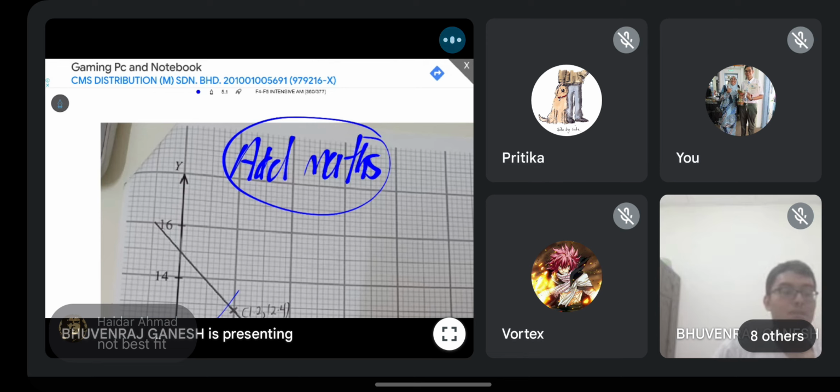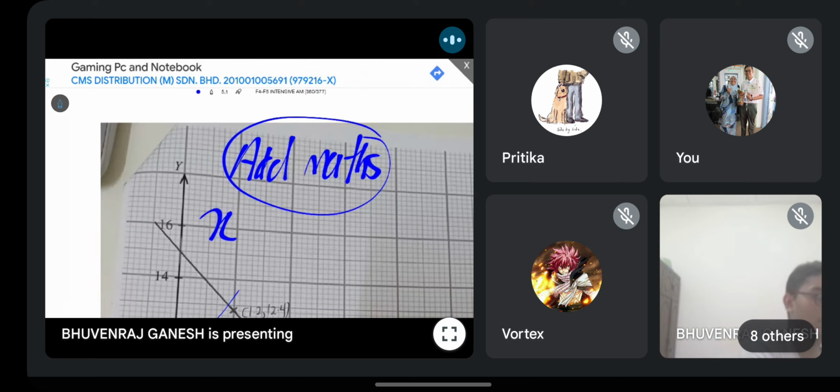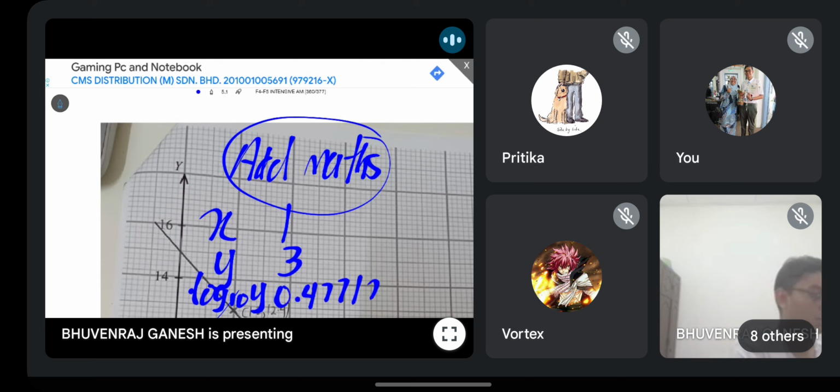Yes, not best fit. Good. Because sometimes the value you get in the table, you already rounded off. Kamu dah bundarkan nilai. Do you guys realize? Let's say I give you an example. X is 1 and then y is 3 and then they ask you to plot log 10y. Okay guys, can you all try to count and see? You will actually get 0.477112.